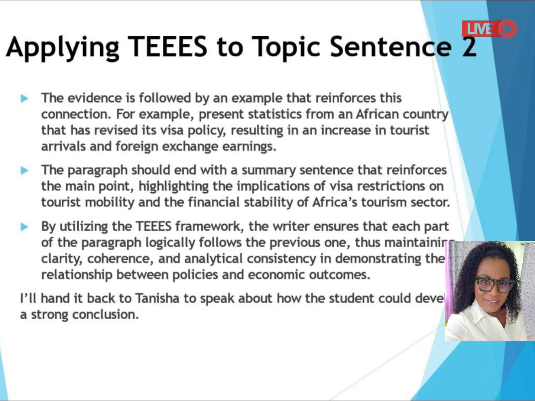By utilizing the TEAS framework, the writer ensures that each part of the paragraph logically follows the previous one, thus maintaining clarity, cohesion, and analytical consistency in demonstrating the relationship between policies and economic outcomes.